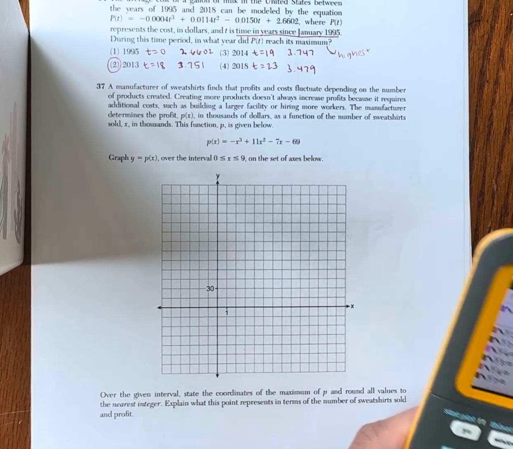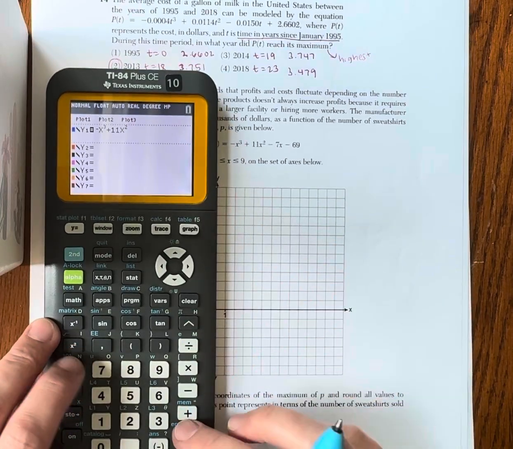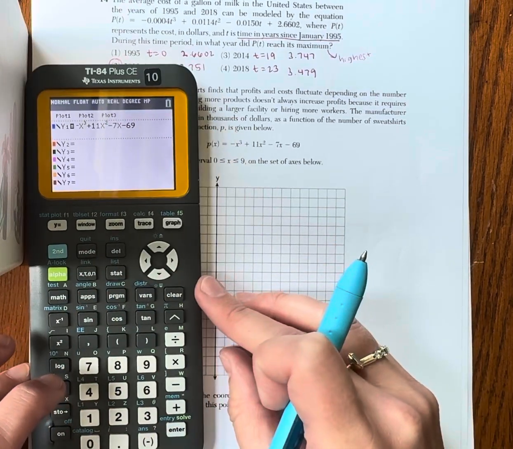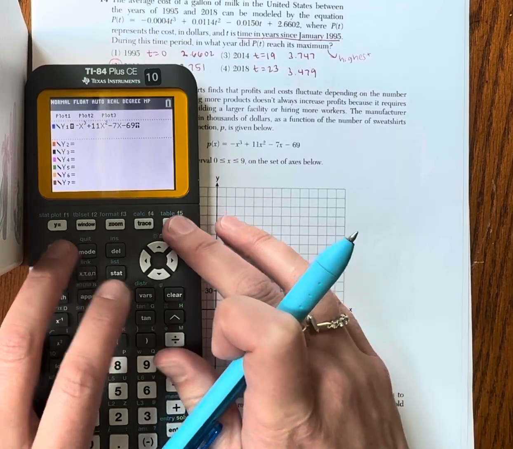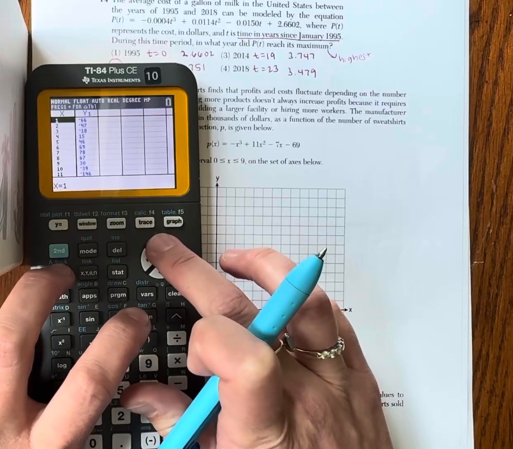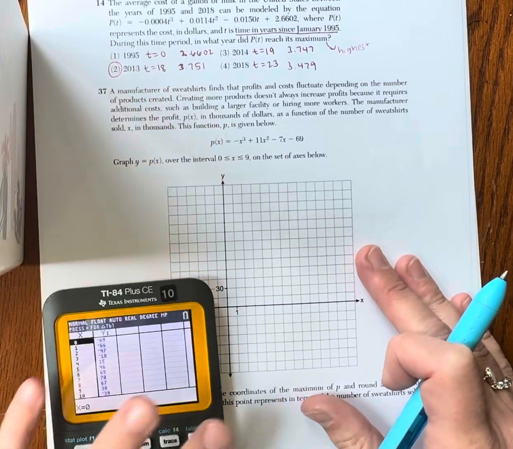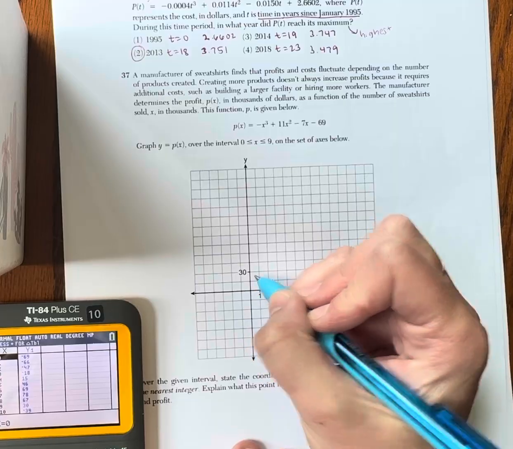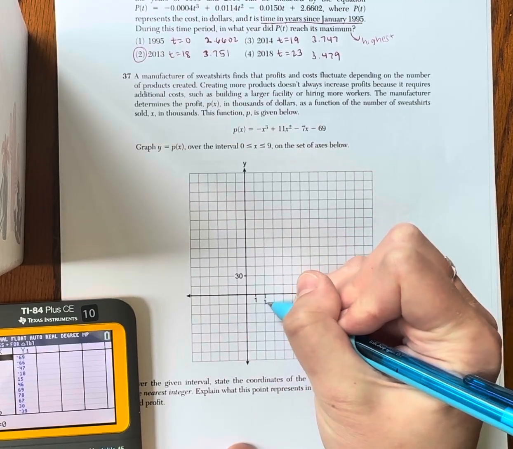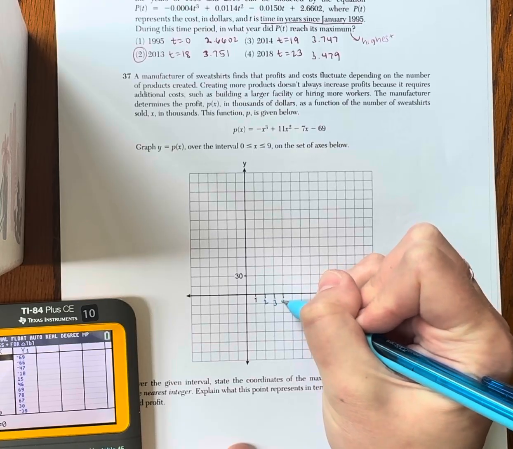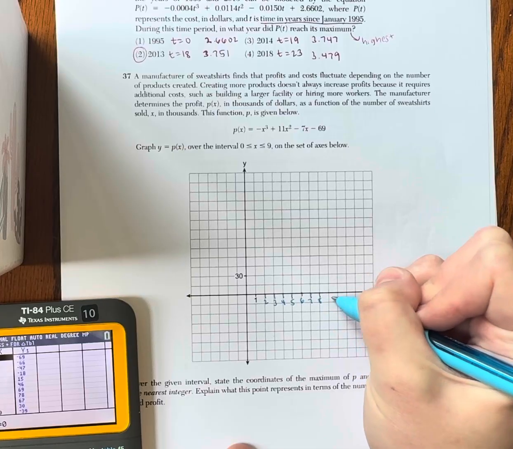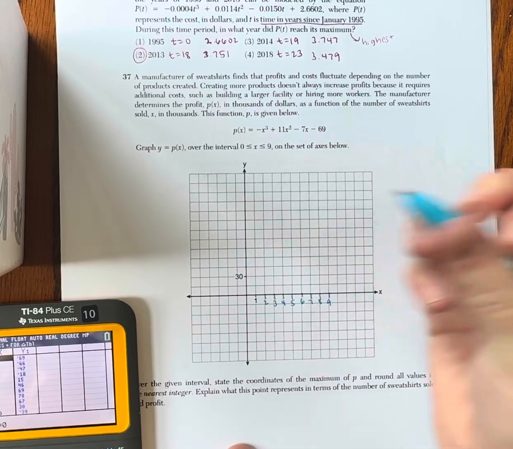So I'm going to just type this into my calculator. Let me make sure I typed it in right. Looks good. I'm going to go to the table and I'm going to start plotting the points, and we're plotting 0 to 9. So they're saying that this is 30. They're giving us that scale, and they're giving us this scale that this is 1. So this will be 2, 3, 4, 5, 6, 8, 9. We don't have to go any farther than that.